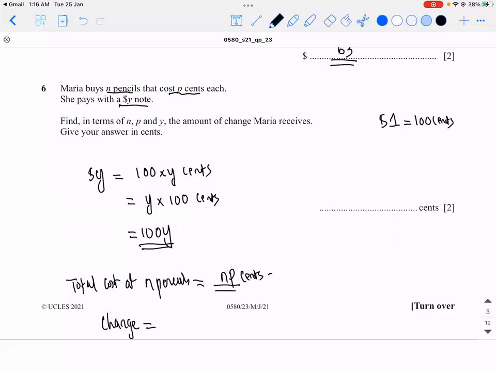Change is equal to the total amount given, which is 100Y, minus the cost, which is NP, right? So the change would be 100Y minus NP. That is our answer in cents. It's very simple.